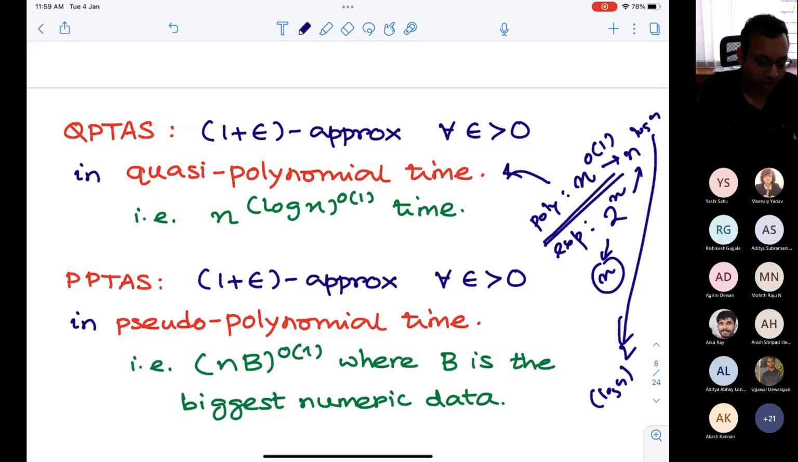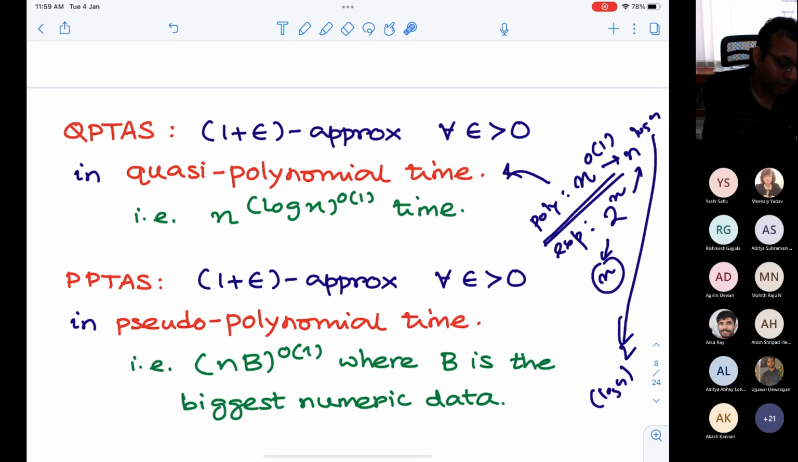And what is pseudo-polynomial? As I mentioned earlier, for the numeric data, the biggest numeric value B that you have, such as a cost, we normally take the log of that value as the input size. So a term like B will be exponential. But if you assume this numeric data is given in unary, and you have a runtime like n B to the power constant, then the runtime is polynomial in n as well as polynomial in B. In general for polynomial time, we want polynomial in log B, but in this case it's polynomial in B. Then we call it pseudo-polynomial time. It's not polynomial time, but it's still not too bad.